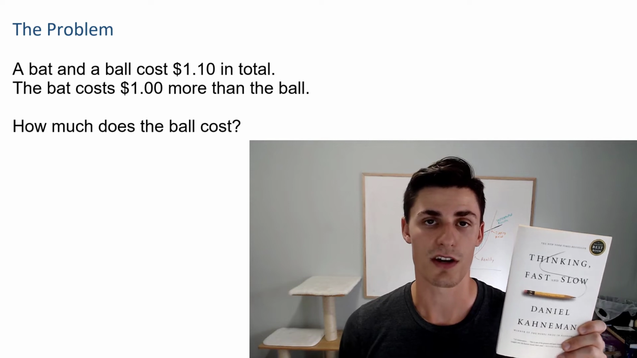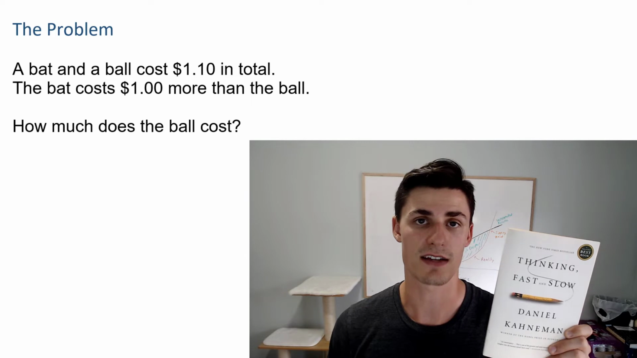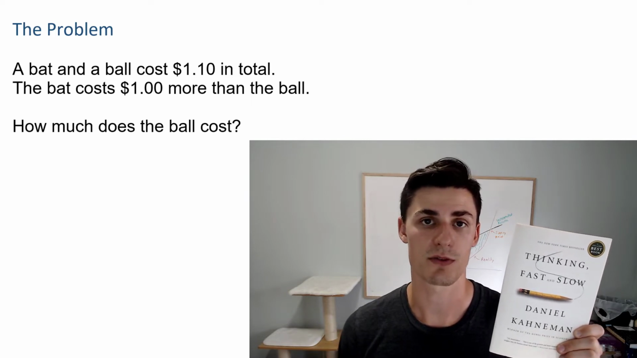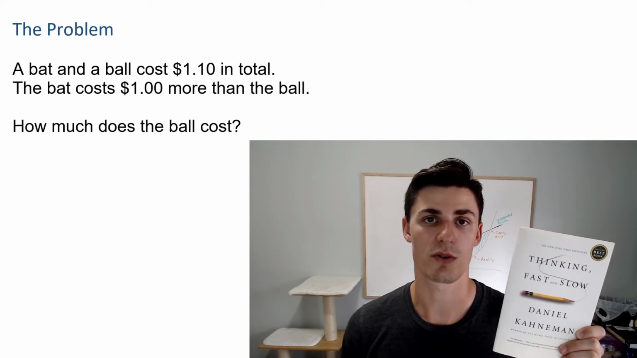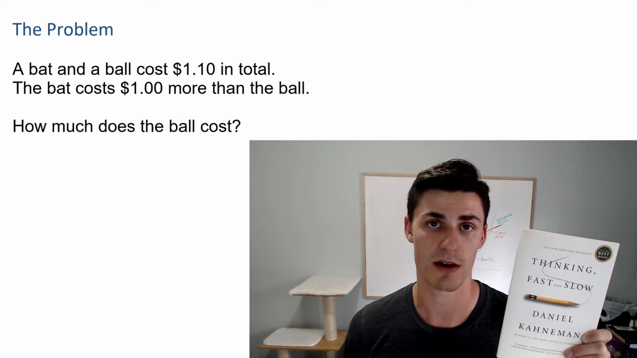In this video, we're going to cover the famous bat and ball problem from the famous book, Thinking, Fast and Slow, by Nobel Prize winner Daniel Kahneman. We're also going to cover some tips and tricks using OneNote to solve math problems, so that might be of interest to you.